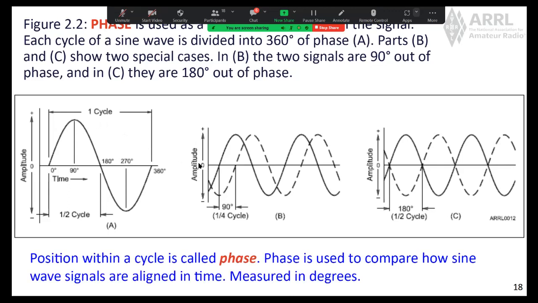Position within a cycle is called phase. Phase is used to compare how sine wave signals are aligned in time, measured in degrees.